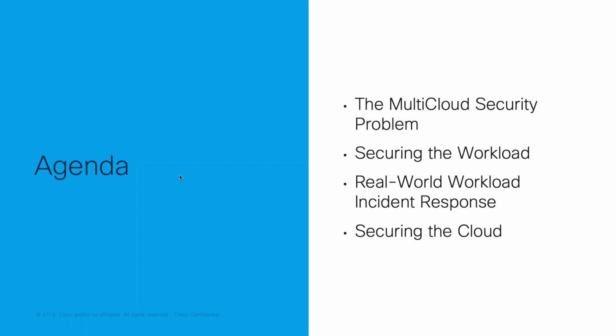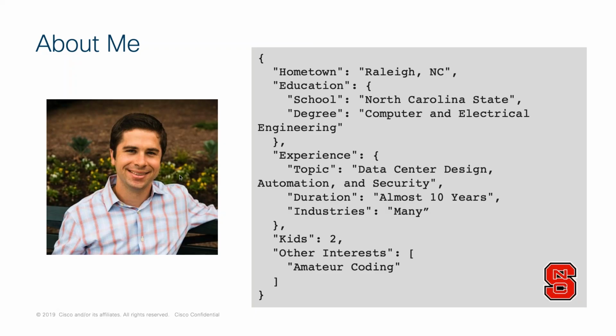From a Cisco perspective, we are going to look at some of the core products that Cisco is building and has already on the market to address some of these challenges. We're going to look at some real world examples of how we can do things like forensics and incident response in a multi-cloud environment in an infrastructure agnostic way. And then we're also going to talk about securing the cloud in general as an important component of the multi-cloud security problem. So a little bit about me before we jump in.